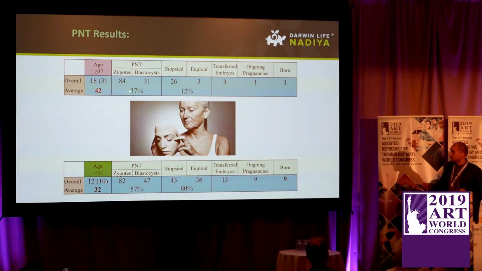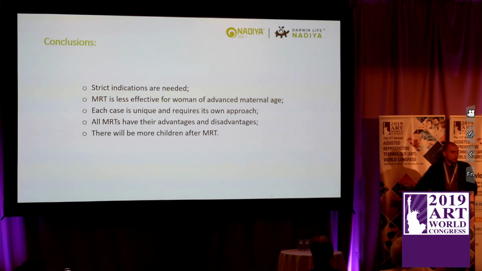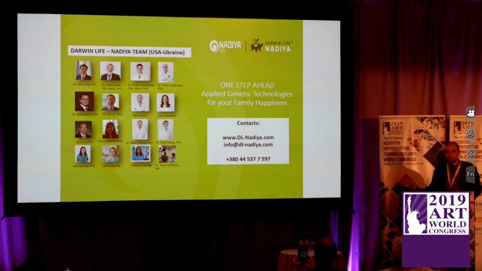So look here, the zygotes were comparable. The blastocysts were comparable. But the number of biopsied embryos was different, and the number of euploid blastocysts was completely different. So we cannot restore the ability of oocytes after meiosis. We cannot repair it. It looks like this process is unstoppable right now. So thank you for your attention.